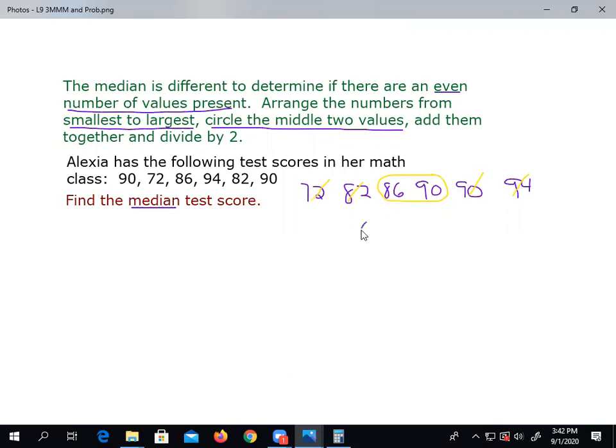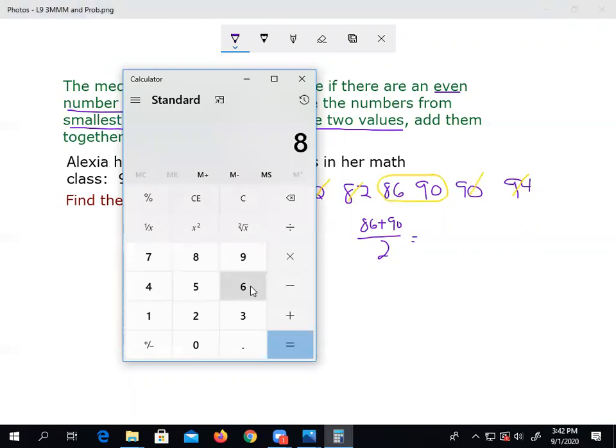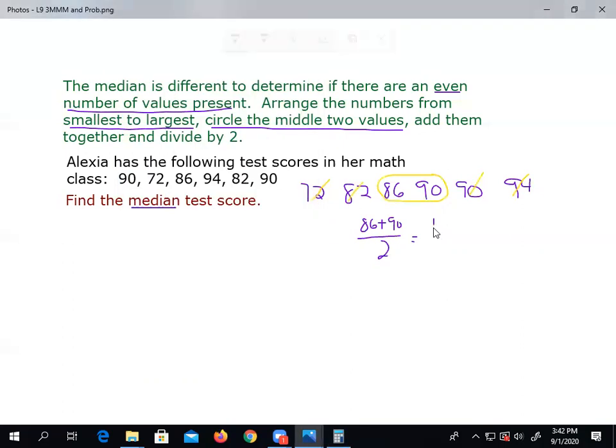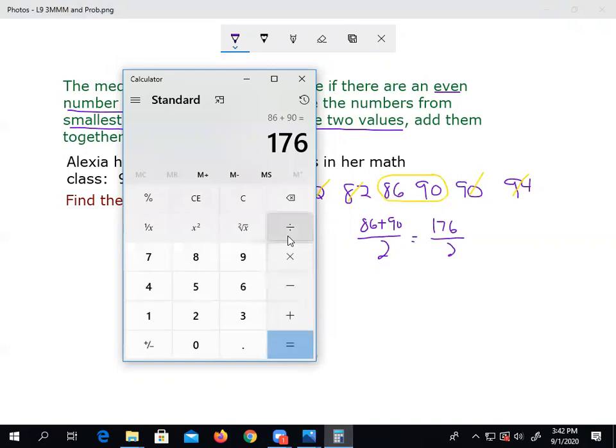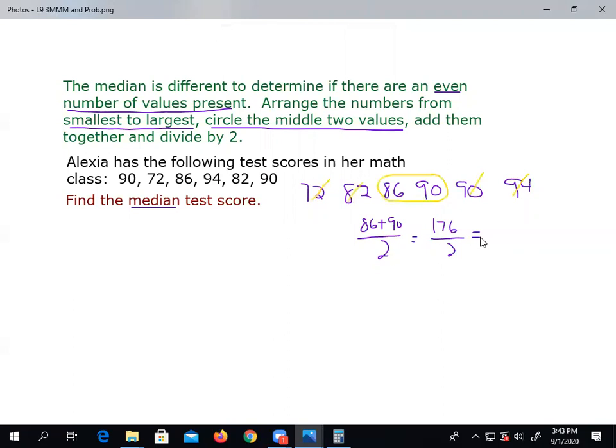So we add those together, 86 plus the 90, and we have to divide by 2 to find the median. So again, we can use our calculator. 86 plus 90 is 176. And then we're just going to divide by 2. Again, I probably don't need a calculator for this. The math is pretty small. But we're going to go ahead and just divide by 2 anyway. And we end up with an 88.